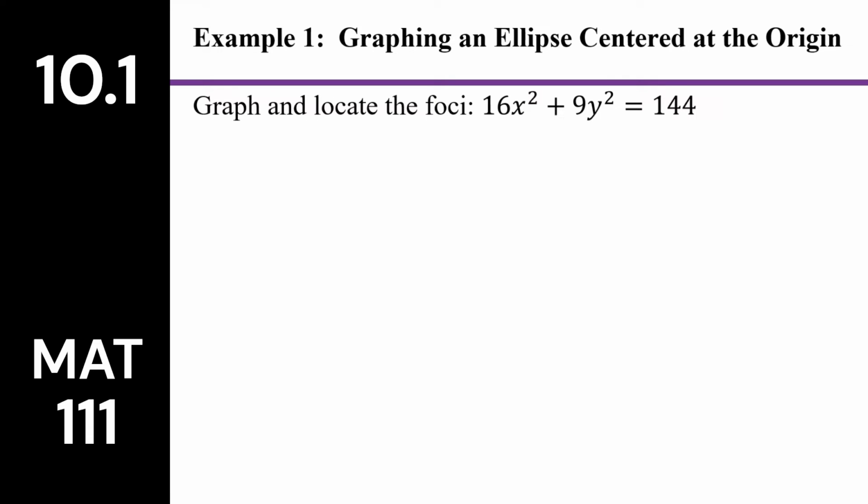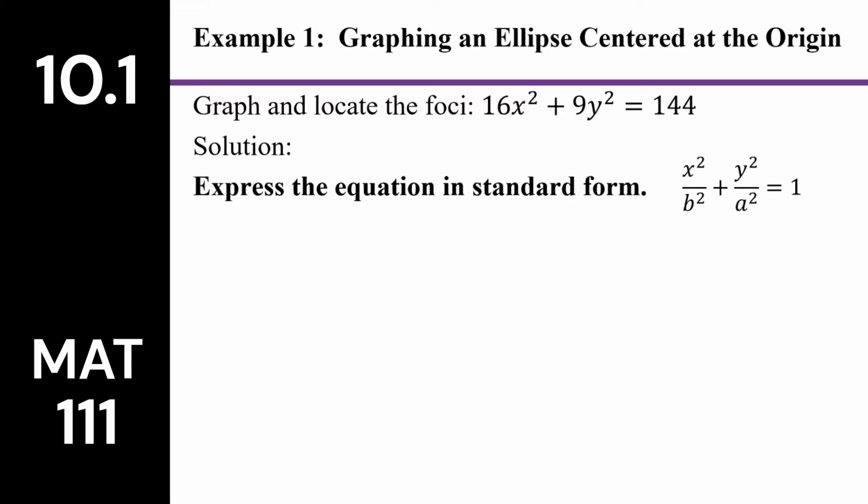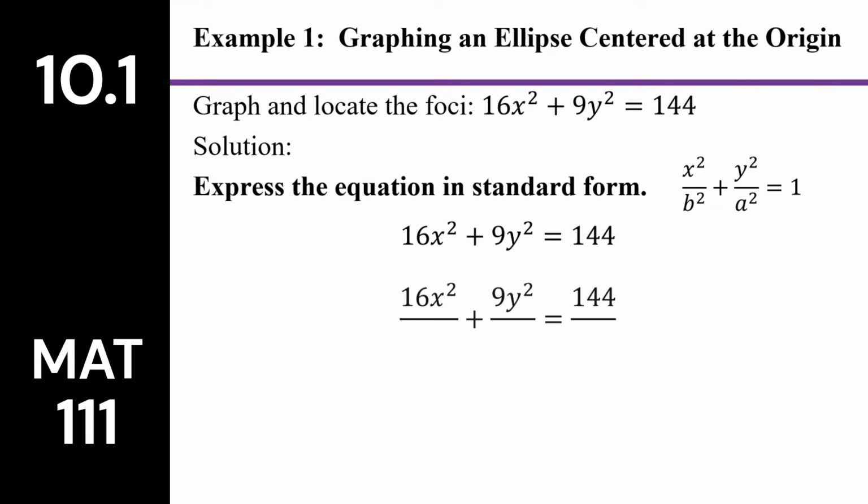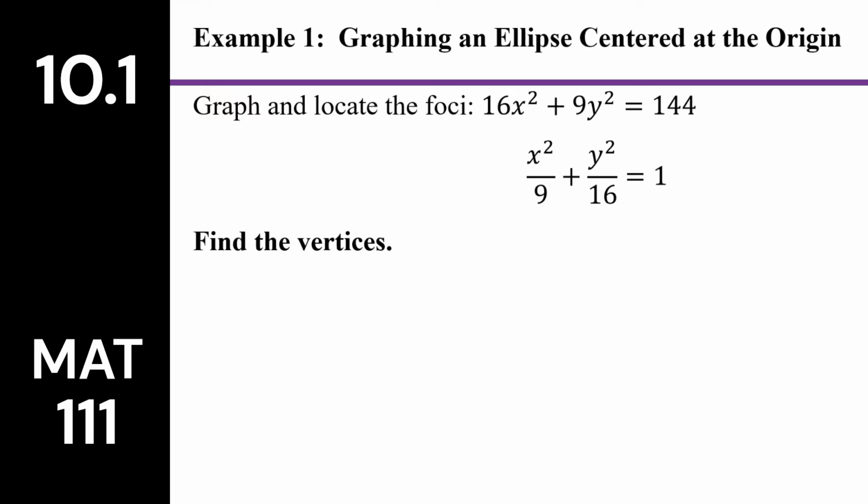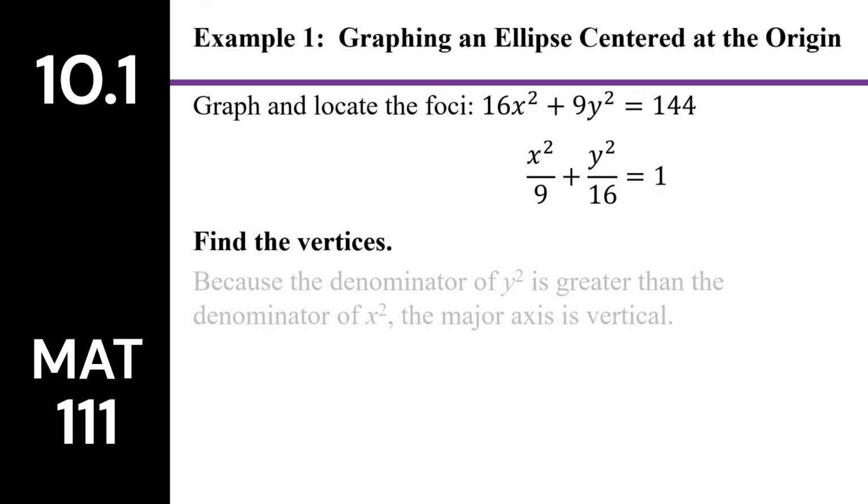Example 1. Graph and locate the foci of 16x squared plus 9y squared equals 144. We want to put this equation in standard form. To do that, we need 1 on the right, and we can get that by dividing the right side by 144, giving us the 1. If we divide the right side by 144, we'll need to divide the left side by 144, and then we reduce those fractions. Now that our equation is in standard form, we can find the vertices.